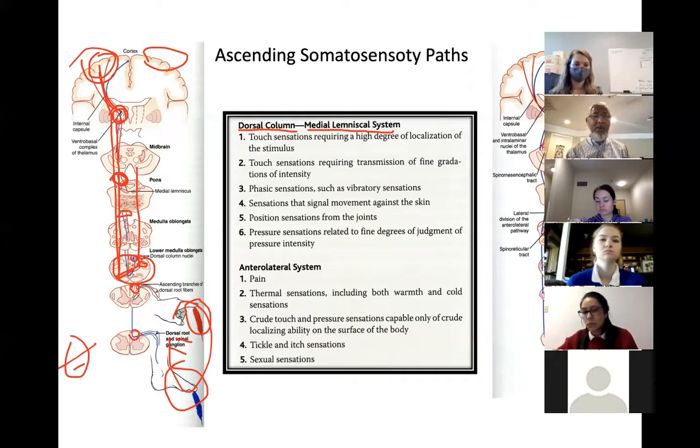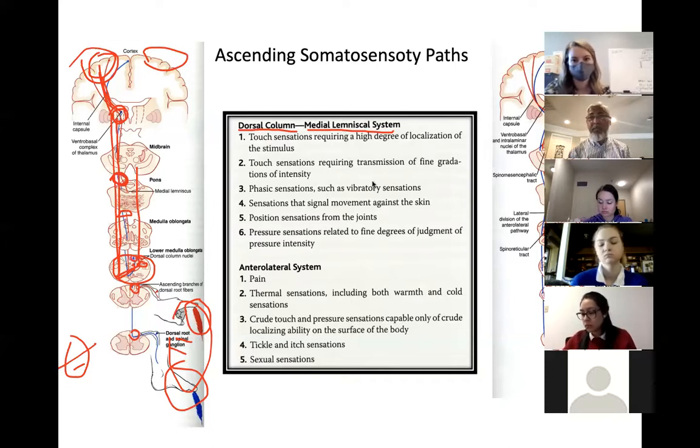Fine touch, they will occupy the dorsal column. They will go up, they will stay in the same side until the lower part of the medulla, where the axons will cross to the opposite side, go to the contralateral side, and keep going up on the contralateral side. So what are the relay stations? One is in the medulla, one is in the thalamus, and the third order neuron will end up in the sensory area of the brain. Okay, that's it, so now let's move to the other one.